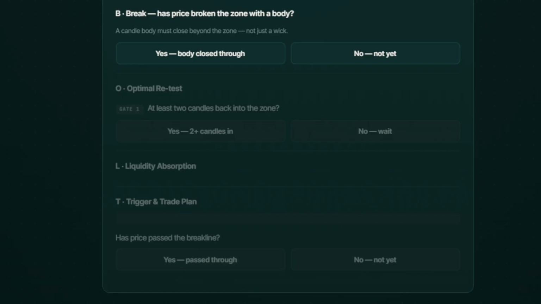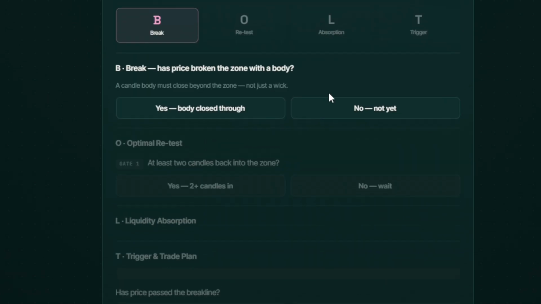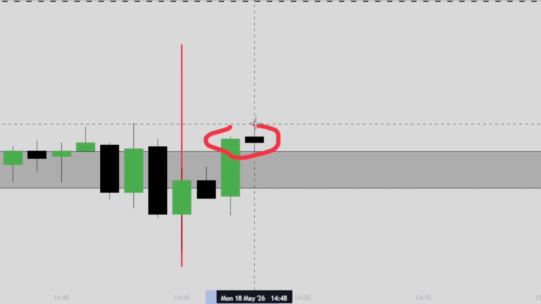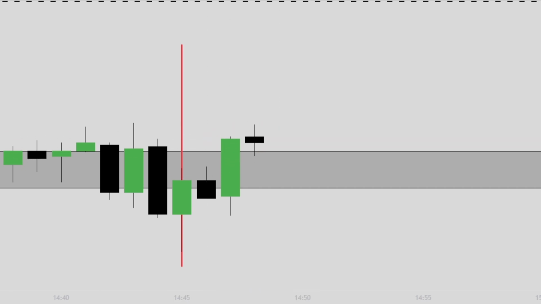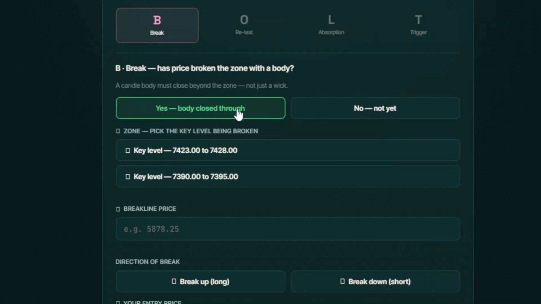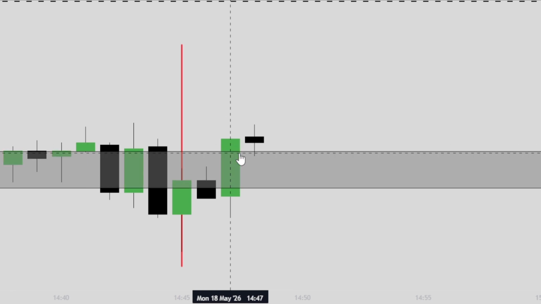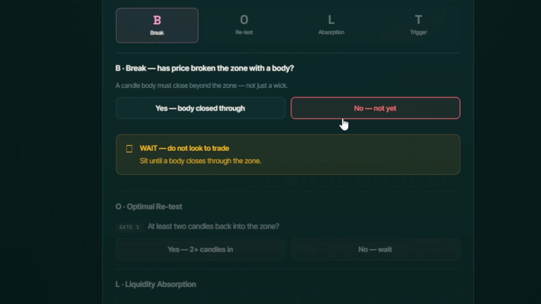few different things, okay? So first, we want to wait for a break. Has price broken the zone with a body? Be honest with yourself. Has price broken with the body? Well, to me, it has here, right? This to me would be a body break, okay? That's the first thing. Now, the second thing is, and notice how if you haven't, it will say, wait, do not look to trade. Sit until a body closes through the zone. This is where the body closed through the zone at 9:47 Eastern, okay?